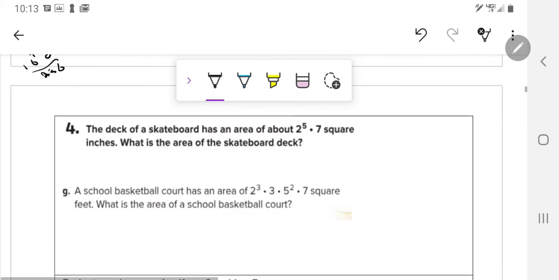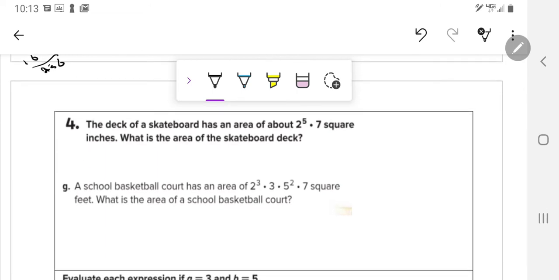We're moving on. Let's look at number 4. Read that over yourself. All right, it says what is the area? So basically we're going to be evaluating this. We're just going to take 2 to the 5th and then multiply it by 7. All right, 2 times 2 times 2 times 2 times 2 times 7.